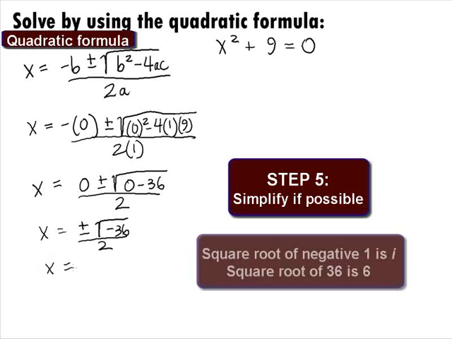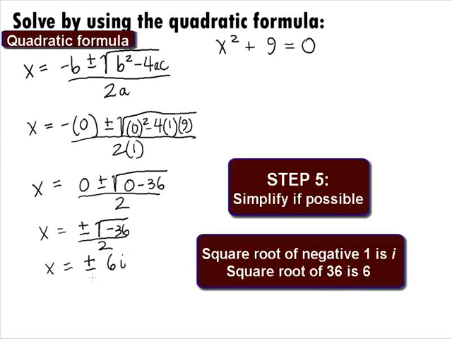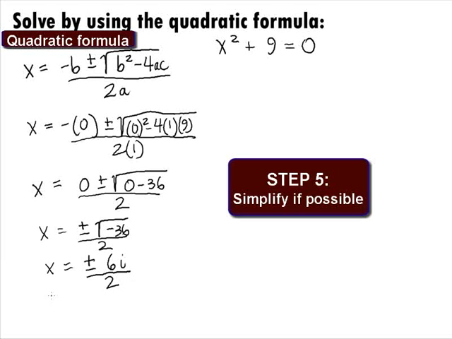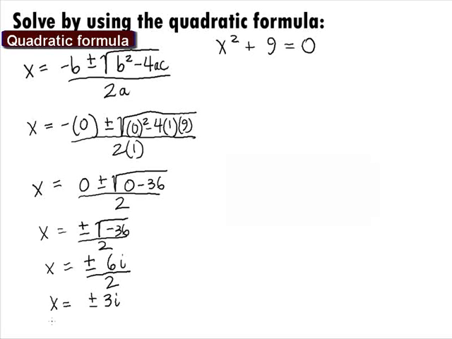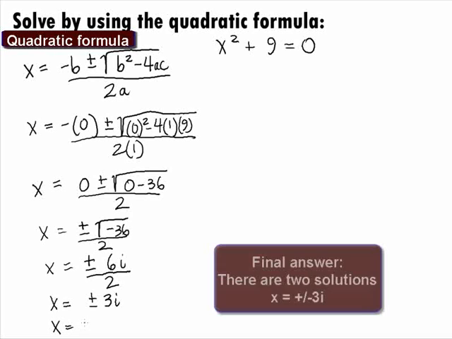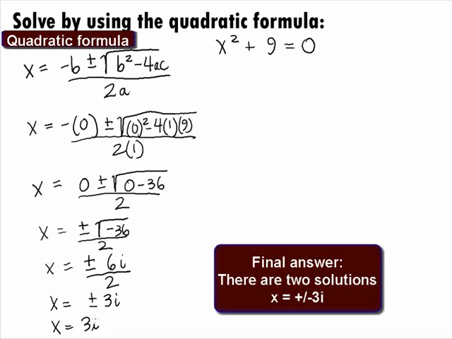Since the square root of a negative 36 is 6i, we will get x equals plus or minus 6i over 2, which will simplify to be x equals plus or minus 3i. There is no simplifying that we can do from here, so our final answer is x equals 3i or x equals a negative 3i.